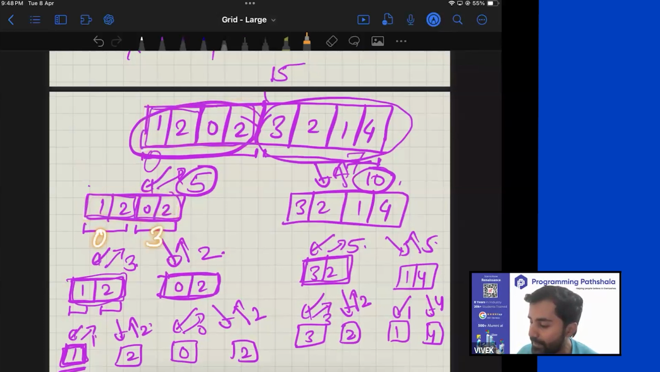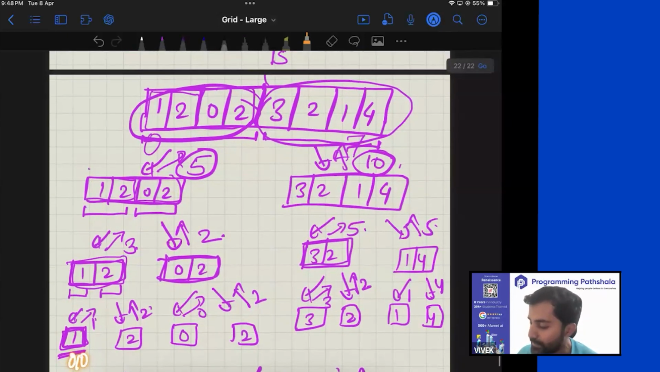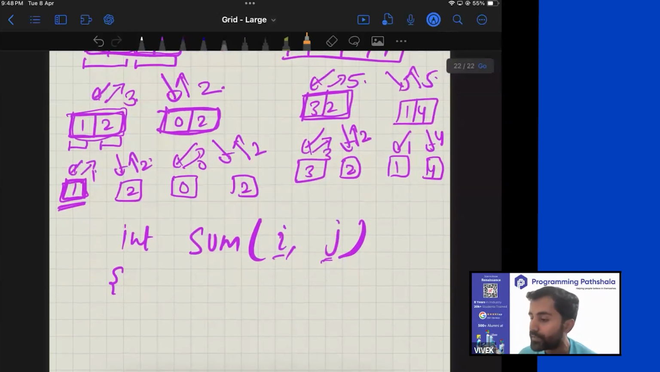And then you find the midpoint again. It is 1. So your left call is from 0 to 1 and the right call is from 2 to 3. Now again, you find the midpoint here, and then your left call is from 0 to 0, and the right call is from 1 to 1. So whenever your i and j are equal, it means you're talking about a subarray of size 1. Is that clear? Did you get this point?